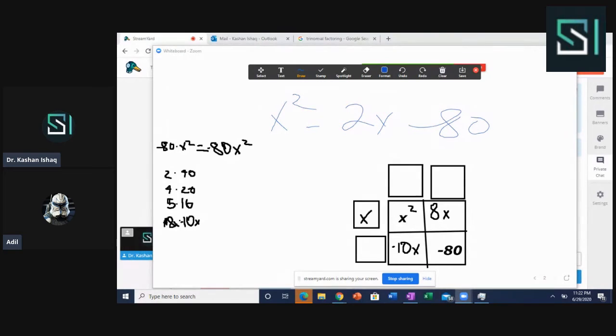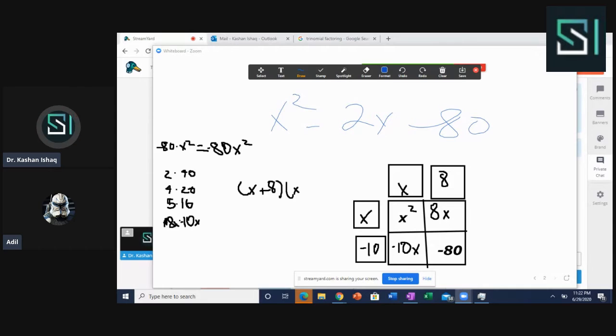Good. Very good. Excellent. So you're getting good. x times what gives you 8x? x times 8. Very good. x times what would give me negative 10x? So this would be negative 10. Very good. And it automatically works for the other one: 8 times negative 10 gives you negative 80.